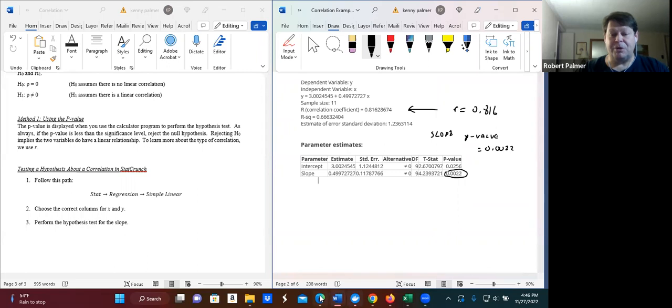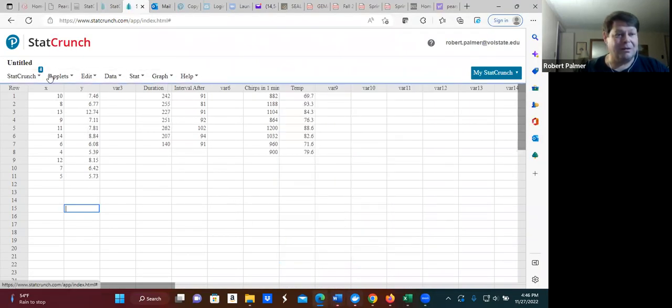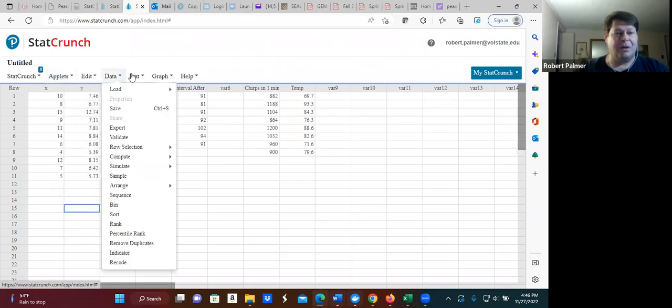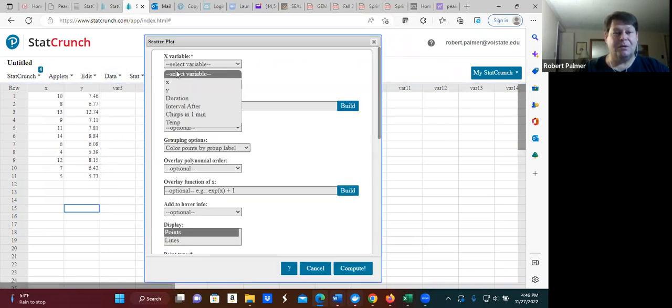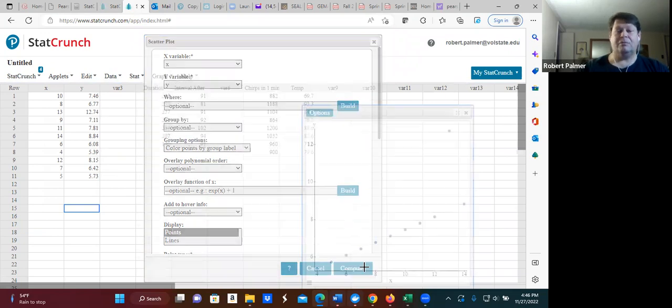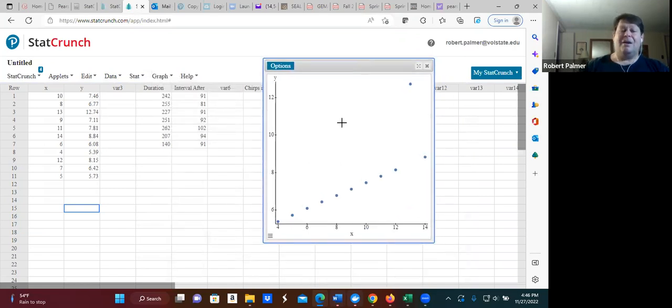Now let's go back to StatCrunch. We already did this, but let's do it again. Let's do the scatter plot again. So go to Graph, Scatter Plot, and choose X for X, Y for Y, hit Compute. Okay, there's our scatter plot. We see what looks like a positive relationship in the sense that it's increasing from left to right. So it appears that as one variable increases, the other one increases.